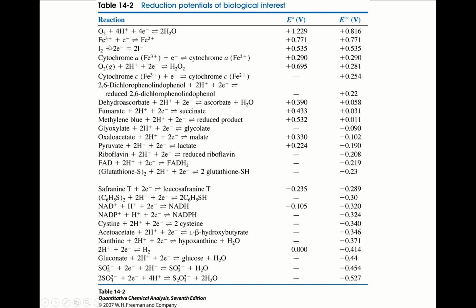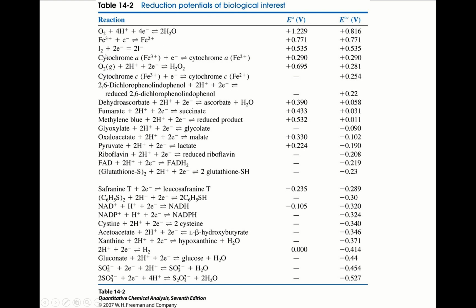But here, ferric ion is reduced to ferrous ion, and it doesn't involve protons. So its standard reduction potential at pH 0, 0.771 volt, is still the same at pH 7, because there are no proton ions here.